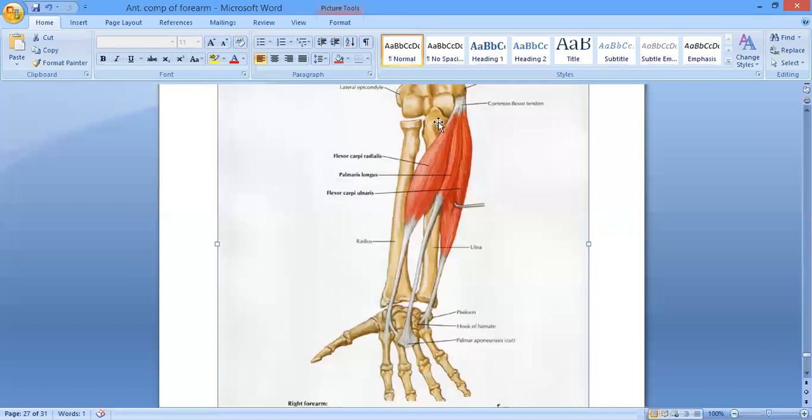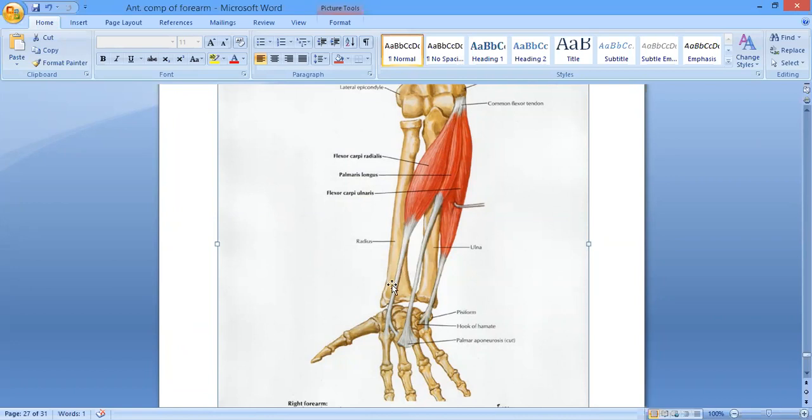Okay, so this flexor carpi radialis is coming from the common flexor origin and is going to be inserted where? At the anterior surface of the bases of the second and the third metacarpal bones. It is supplied by the median nerve and it is basically the flexor of the wrist. It flexes the wrist joint. And it is also performing the abduction.